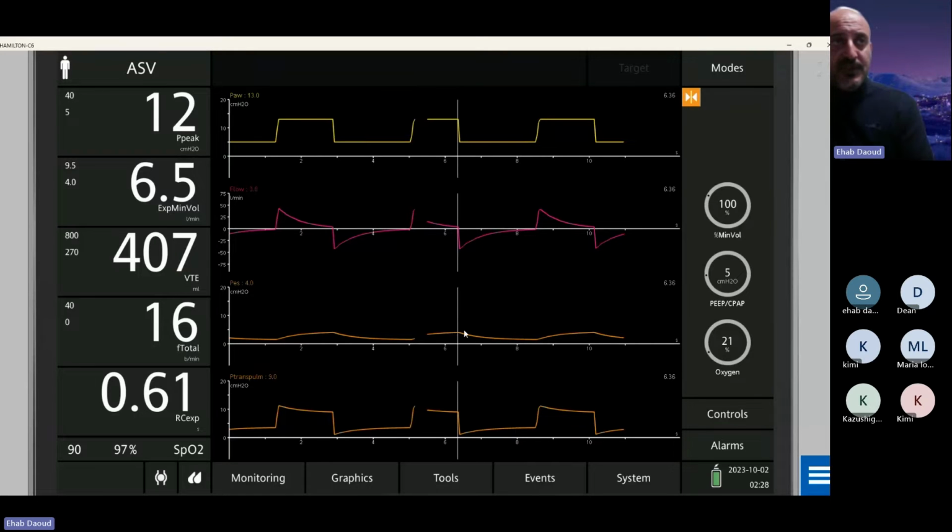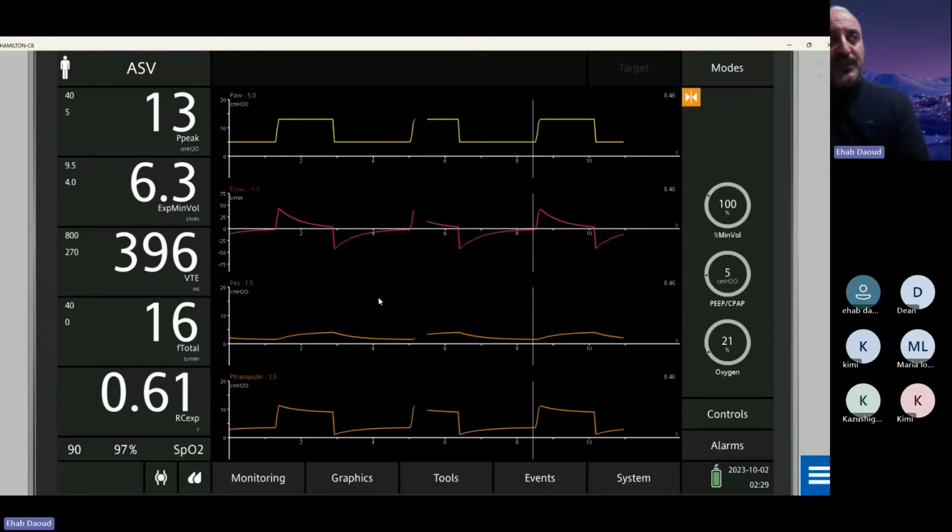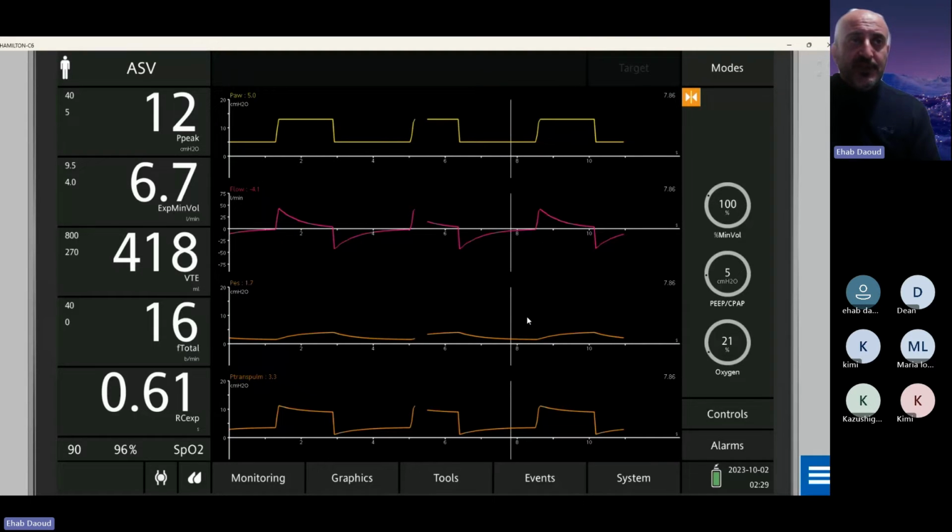Oh, I'm sorry. The end inspiratory one is actually 4, and the end expiratory one is about 1.5. So the chest wall compliance will be the tidal volume of 100 divided by 4 minus 1.5, which equals 2.5. Again, sorry, let me do the math. So it's 400 divided by 2.5, about 20. Okay, how about the lung, which we're more interested in?